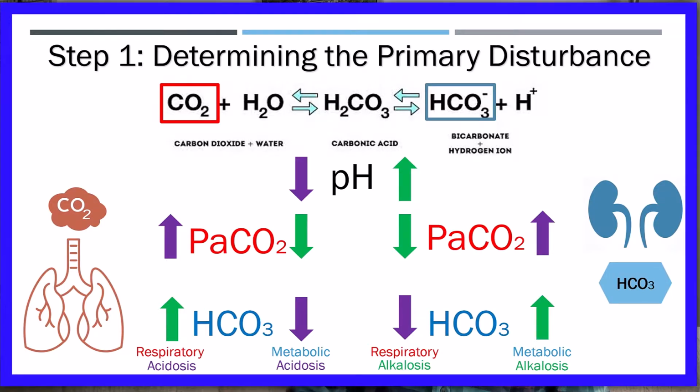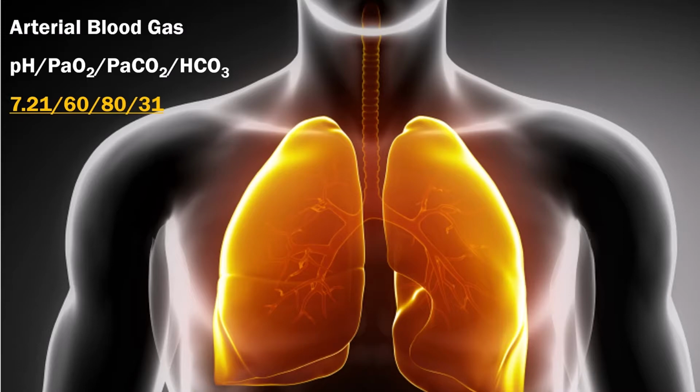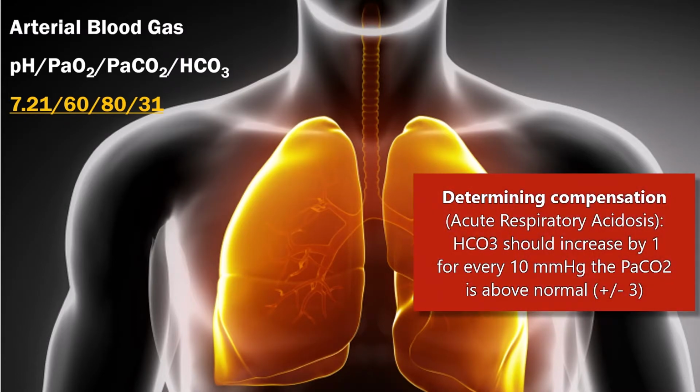More than one process can happen. In order to determine if it is a single disorder, you should ensure appropriate compensation is occurring. A patient experiencing an acute respiratory acidosis should see an increase in bicarbonate by 1 millimole for each 10 millimeters of mercury above normal the PaCO2 is, plus or minus 3, which is a correction factor.